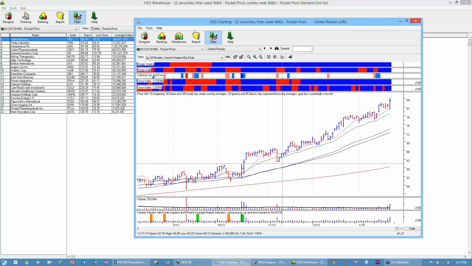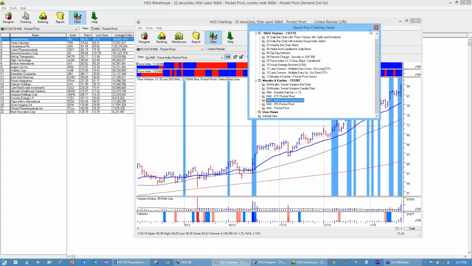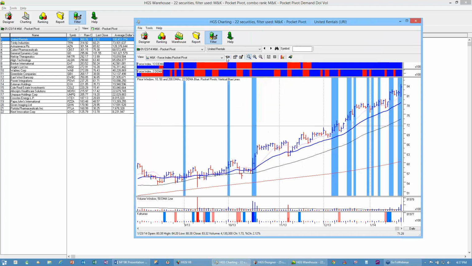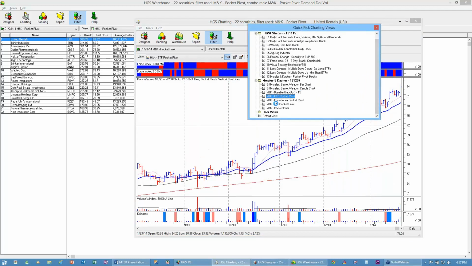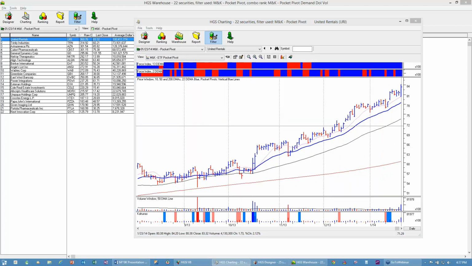How am I moving quickly from one chart to another? Okay, this is the quick pick view right here with the finger. That opens up a window, and then you can quickly move from chart to chart. And then you want to get rid of it, you just move it out of the way.